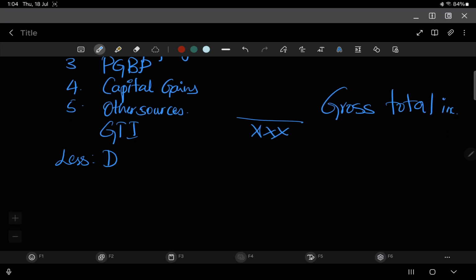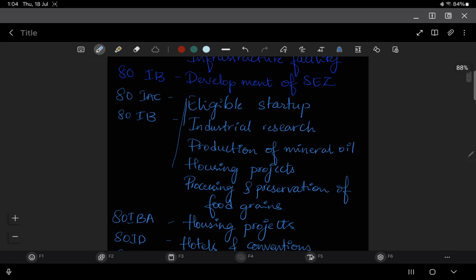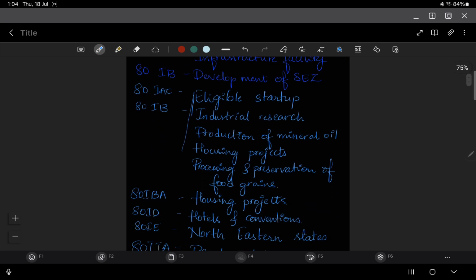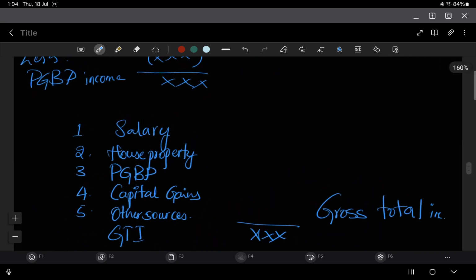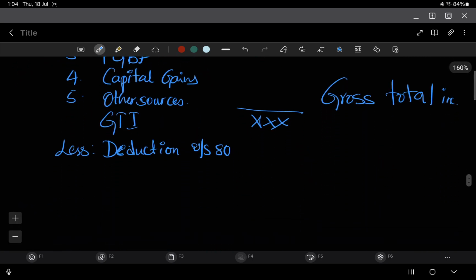I deduct deductions under section 80. See, all the deductions that we had studied here, all these sections or 80G category, all these sections will be coming here. Once I deduct this amount, whatever I get is called as total income.